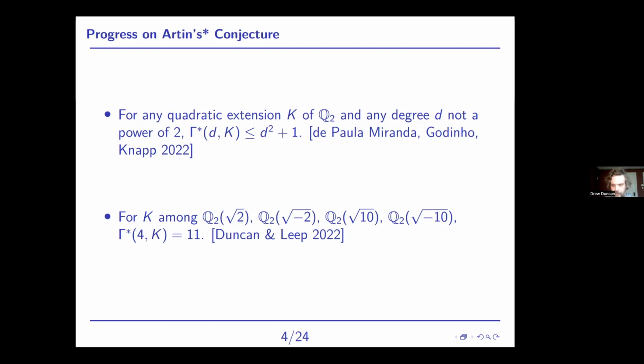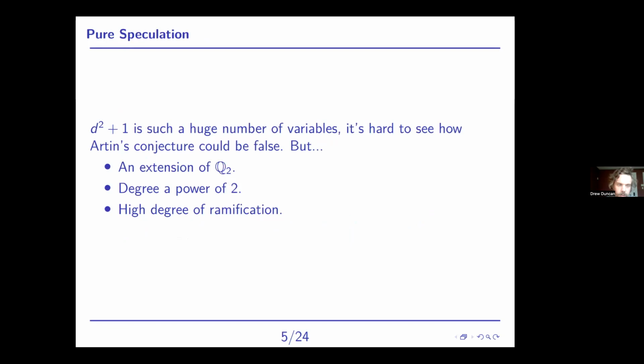Okay, so that's pretty much all that's known on this question. And so I'm going to put forward a little bit of speculation. I think that this conjecture is true. When you look at how these results are proven, the kind of tools that are used, and you think about d squared plus 1 as a number of variables, it just seems so incredibly large that it's hard to see how the conjecture could be false. But we don't have a proof of it yet.